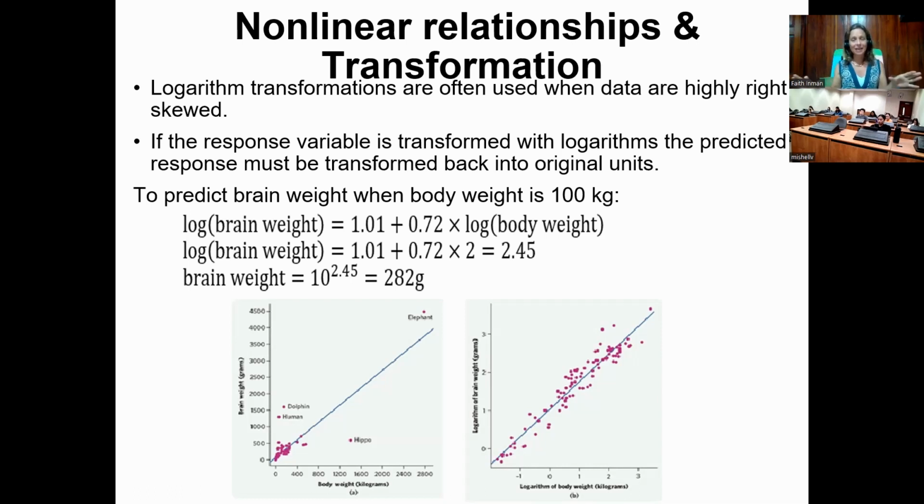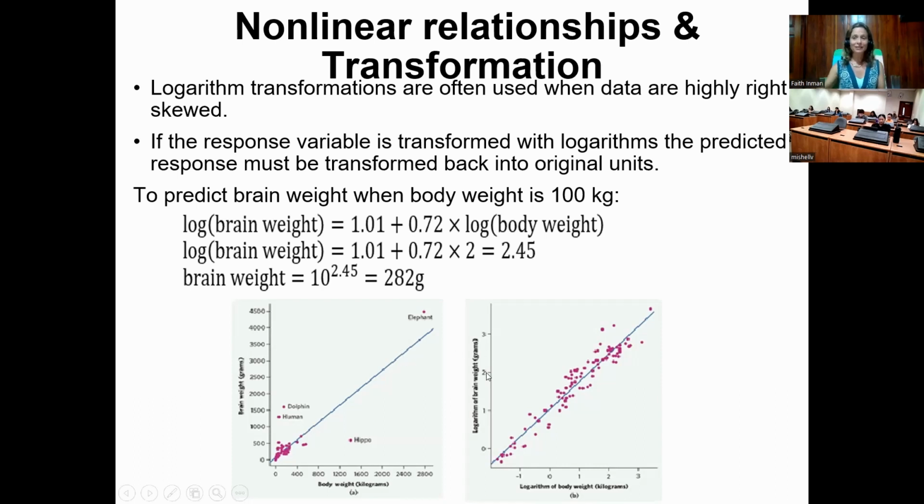Okay, so for example, if we look down here at the graphs of body weight in kilograms and brain weight in grams, very common relationship. Here each individual point is a different species. You have hippos and humans and dolphins, and elephants are just so much bigger than everything else that was measured, that you have this really extreme influential point that can tend to throw off your predictions.